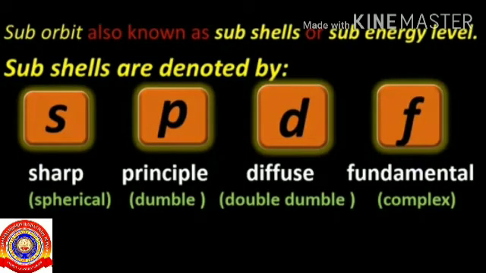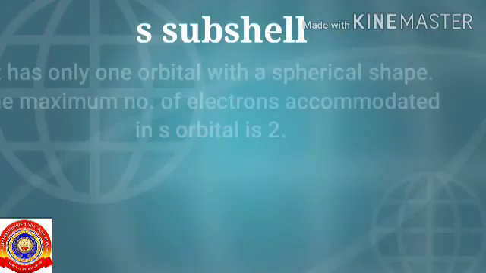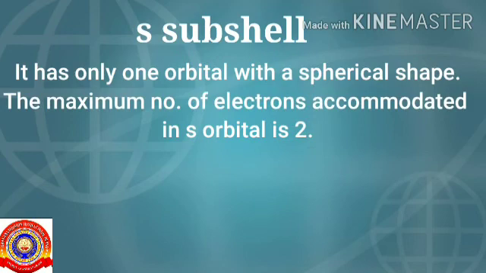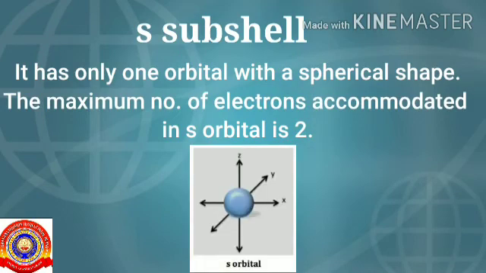These subshells are named as S, P, D and F. S for sharp, P for principal, D for diffuse and F for fundamental. First one is S subshell. S subshell has only one orbital and it is spherical in shape. So the maximum number of electrons accommodated in the S orbital is 2.